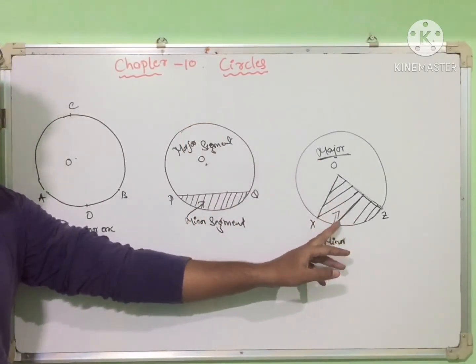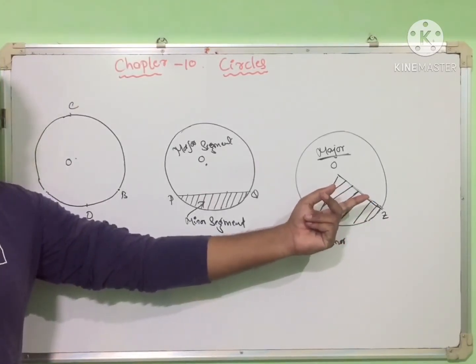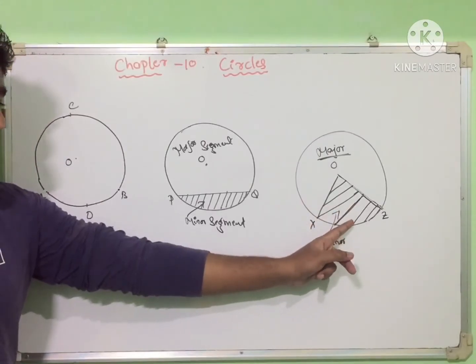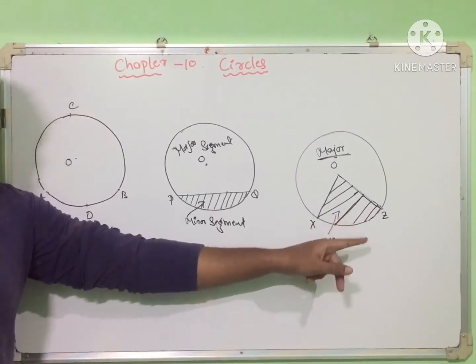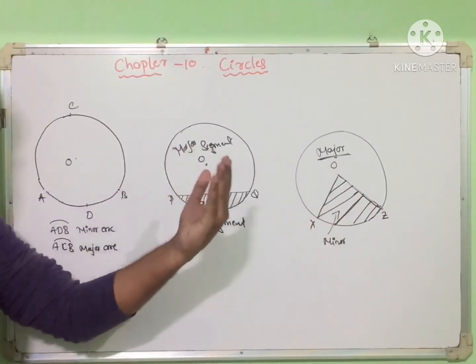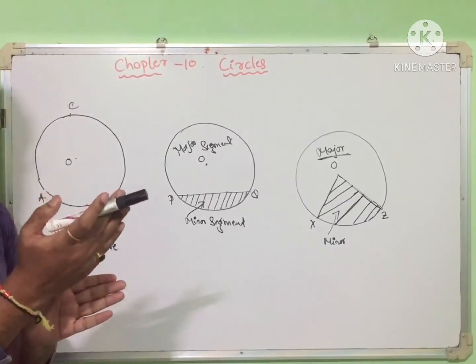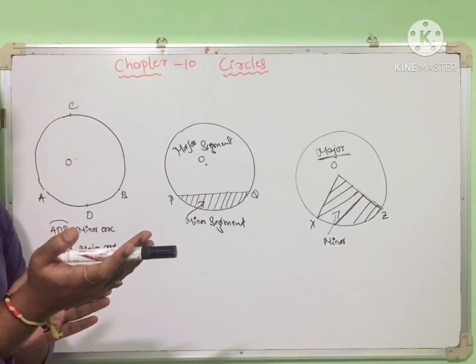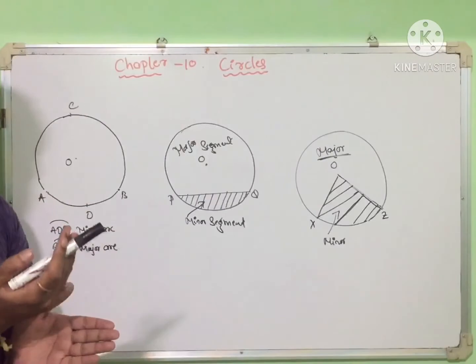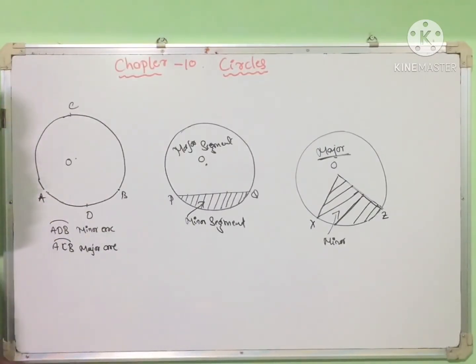Similarly here also the sector, the region between an arc and two radii. So if the arc is minor, it means a minor sector. If the arc is major, it means a major sector, right? So minor or major depends on the arc. Which size is bigger is a major arc, which size is smaller is a minor arc, right?